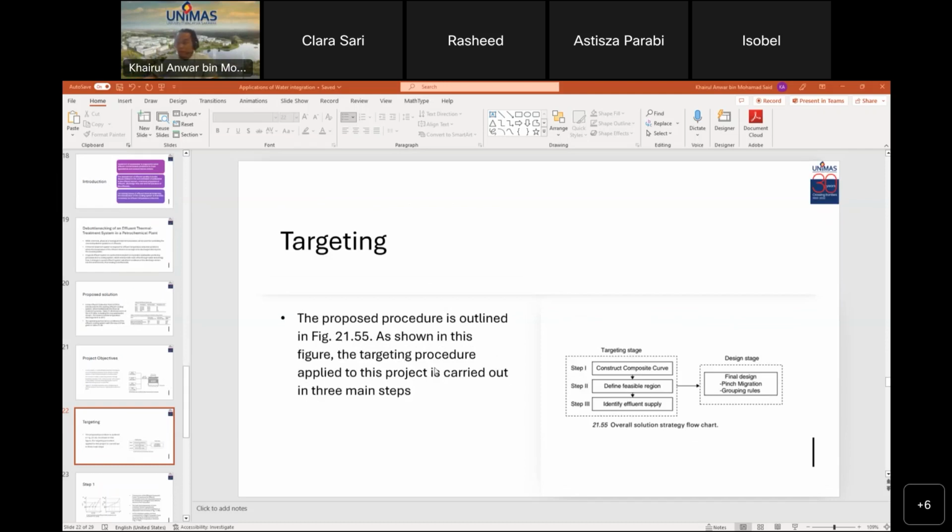For targeting, the proposed procedure is outlined in figure 21.55. So the targeting procedure applied to this project is carried out in three main steps. Construct the composite curve, of course. Then define the feasible region and identify effluent supply.